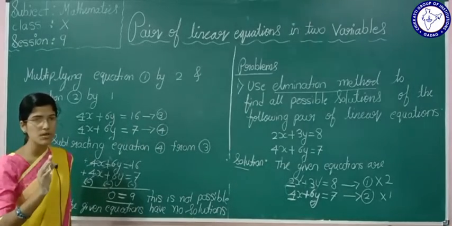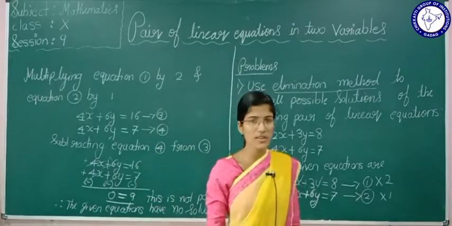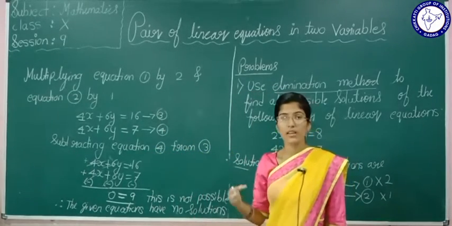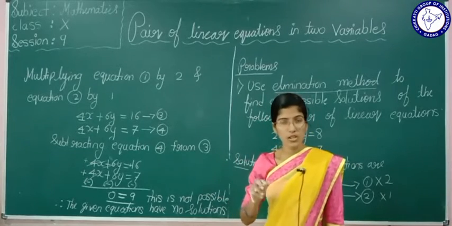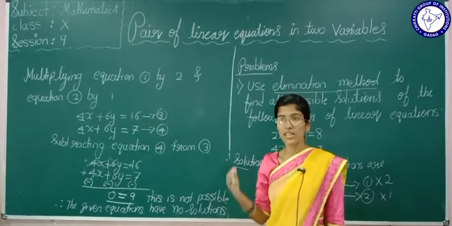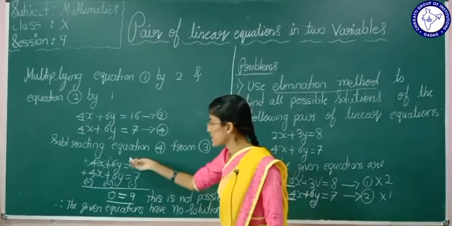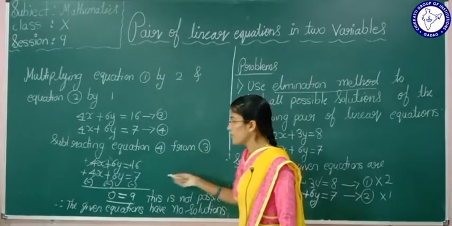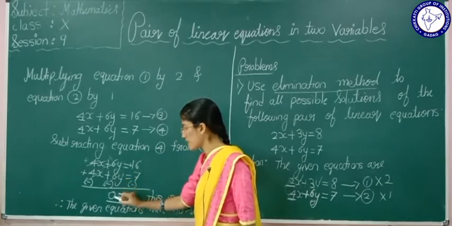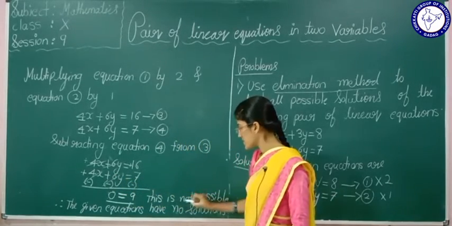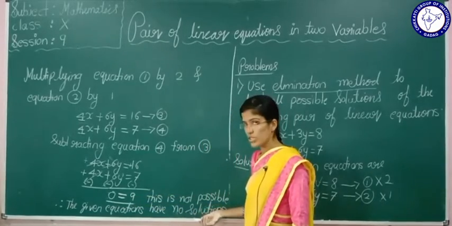Afterwards, what is step number 2? Subtract or add in such a way that the variable should be eliminated. I did subtracting equation 4 from equation 3, but here x is also eliminated, y is also eliminated, and I got 0 is equal to 9. So this is not possible. Therefore, the given equations have no solution.